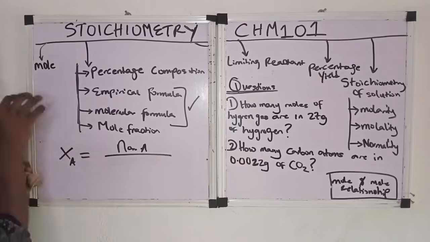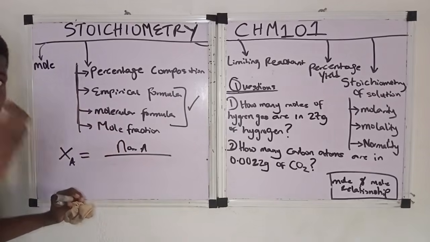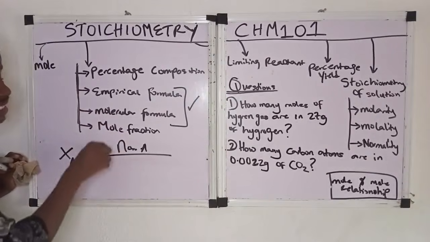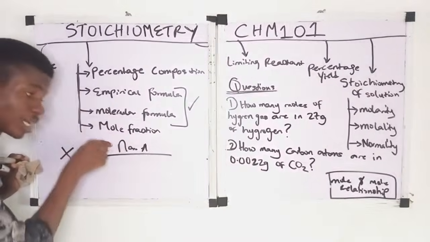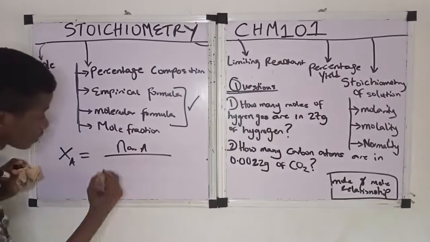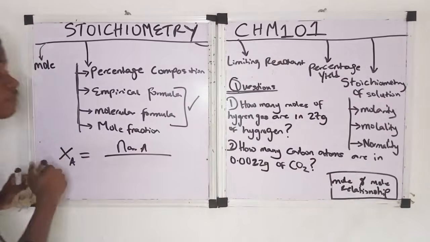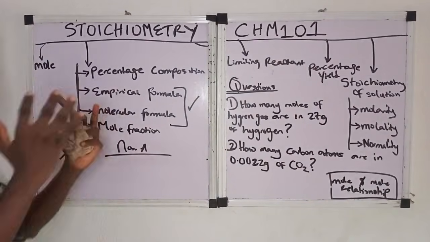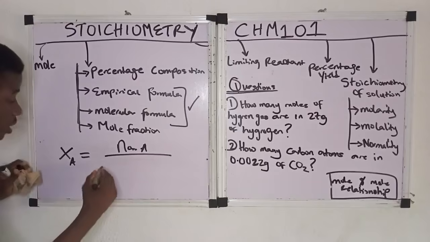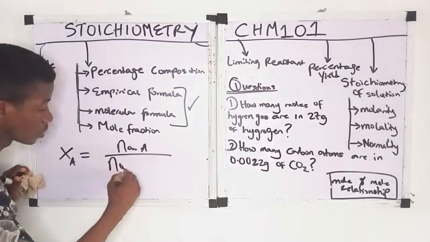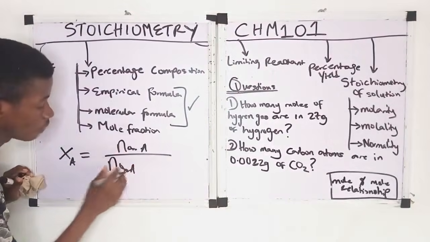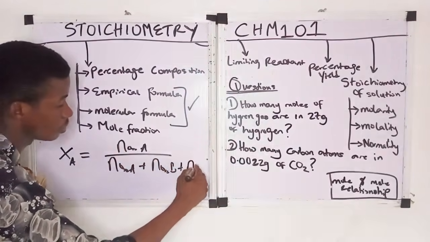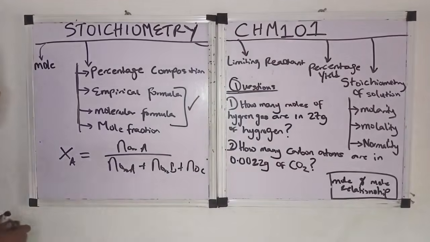Now the mole fraction of a particular substance in a mixture is equal to what? It is the ratio of the mole of that substance all over the total mole of the components that make up the mixture, all over the mole of A plus the mole of B, then plus the mole of C. Okay, so this is very easy.